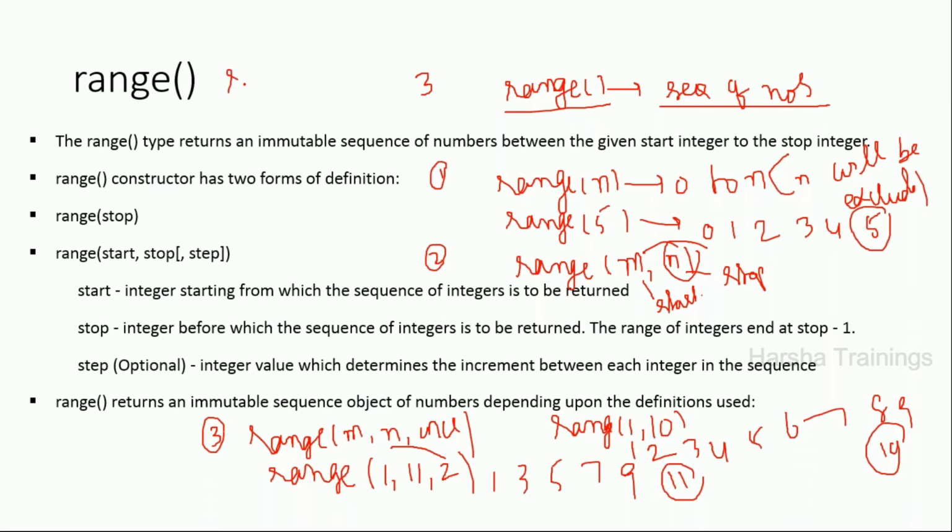Now, if I take range of 1 comma 11 comma 3, what will be the output? 1 plus 3 is 4, 4 plus 3 is 7, 7 plus 3 is 10. 10 I can take, but 13 I cannot. Is it okay? Yes.